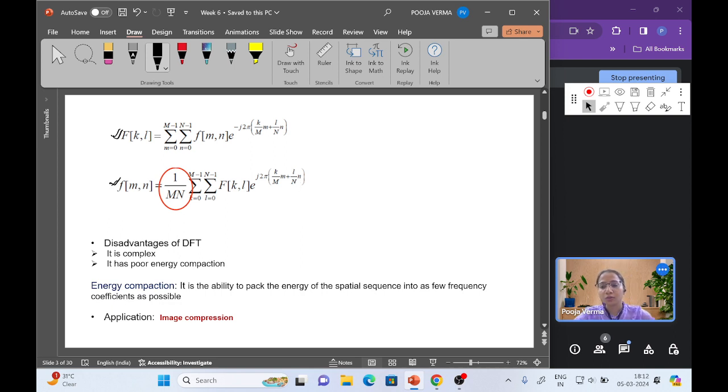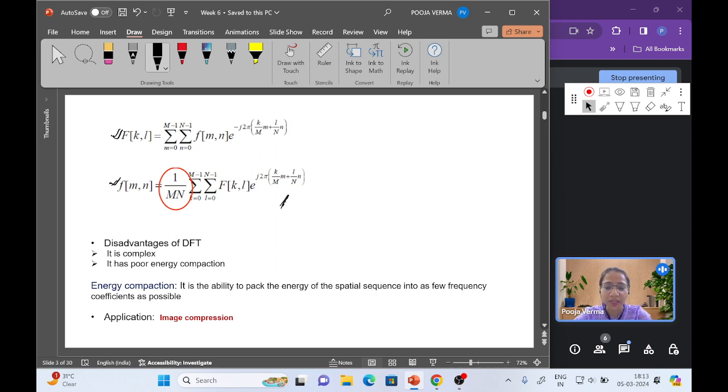So what are the disadvantages of DFT? You have seen the complexity for the one-dimensional signal, which is very high for additions and multiplications. We need N minus 1 additions and N squared complex multiplications. If we perform it on a two-dimensional signal, it becomes very complex, because we have to perform it in both directions. It is very complex and it has poor energy compaction.